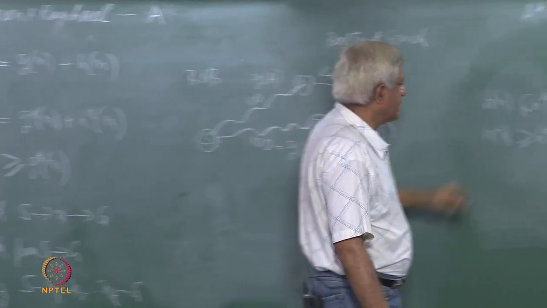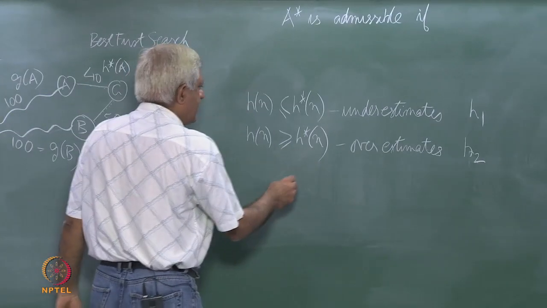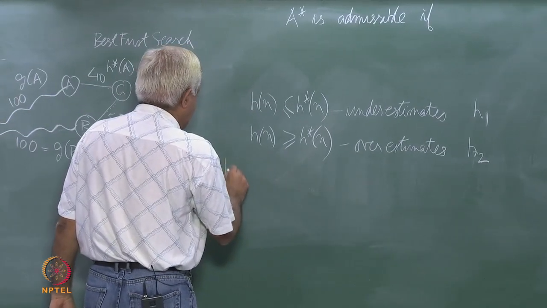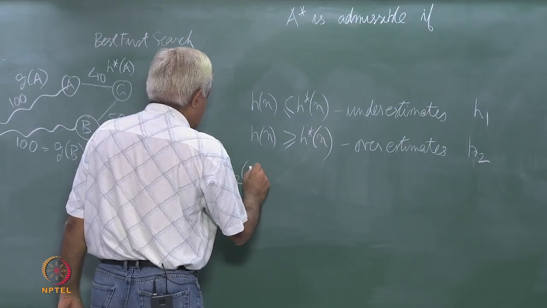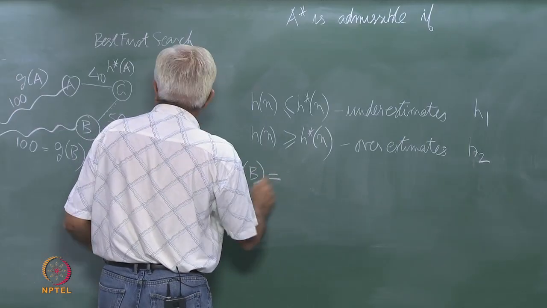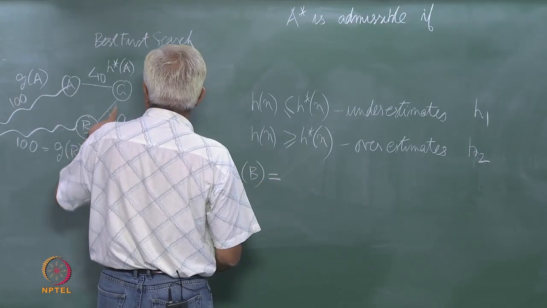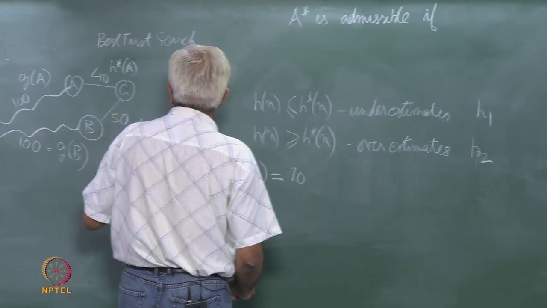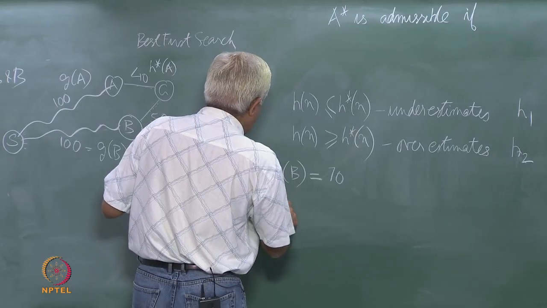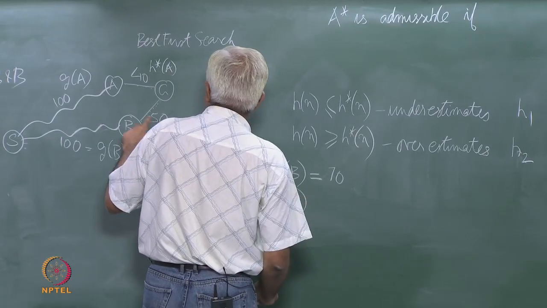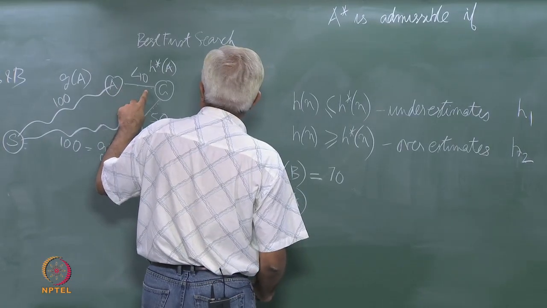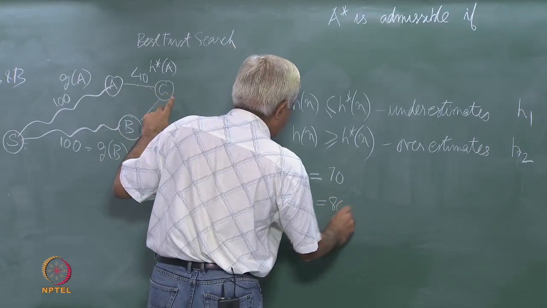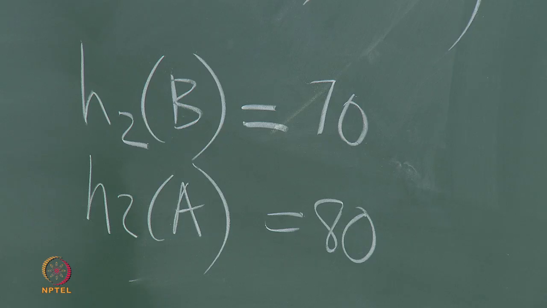So, let us work with this. H2 of B is actually 50, but let us say it is 70, and H2 of A is actually 40, but let us say it is 80. So, what does this mean? This function H2 is a heuristic function.